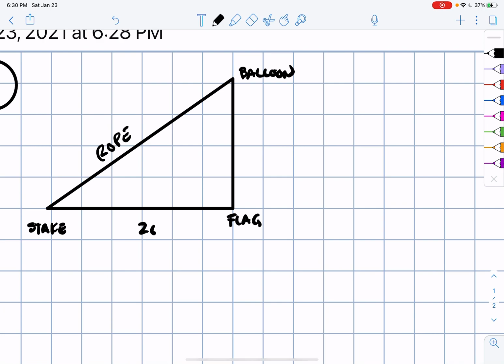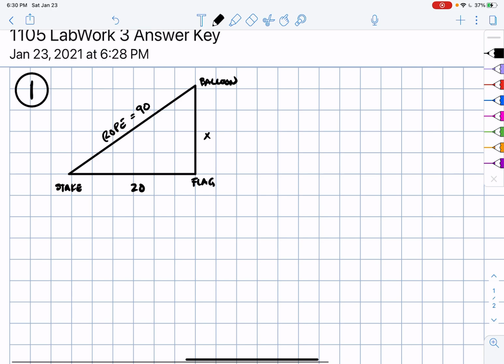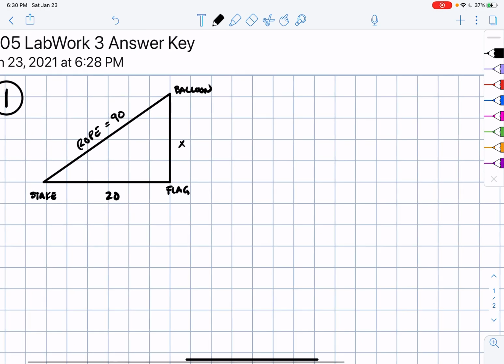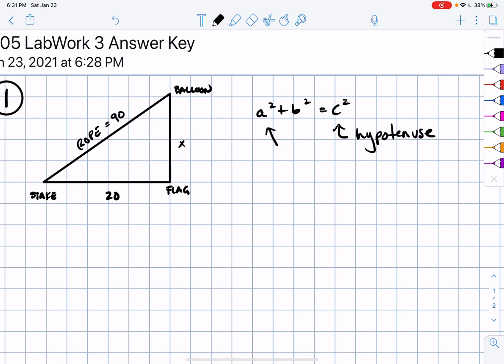So this is 20 here. And it wants to find the altitude if the rope is 90 feet. The only thing that talks about the relationship between the sides of a right triangle is the Pythagorean theorem, which states that a squared plus b squared equals c squared. Where the c is your hypotenuse, and these two here are your legs.